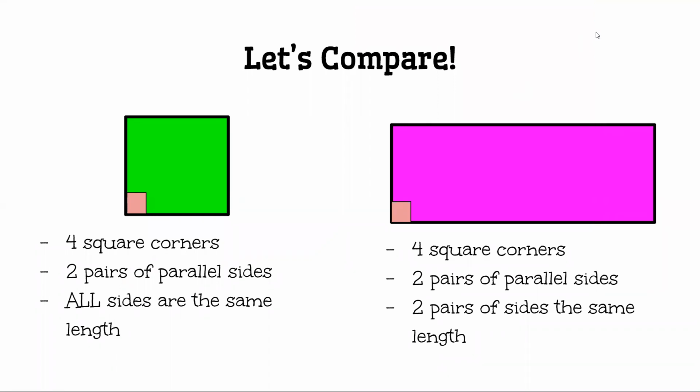So let's compare. We have a green square and we have a pink rectangle. A square, here are the attributes of a square. A square has 4 square corners and it has 2 pairs of parallel sides, but all sides are the same length. That means every single side is the same length.